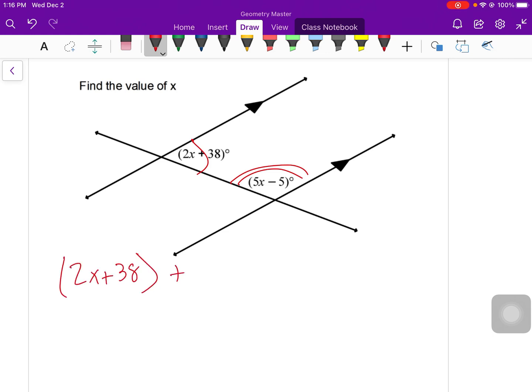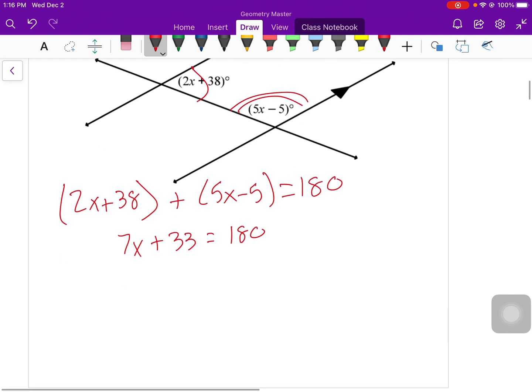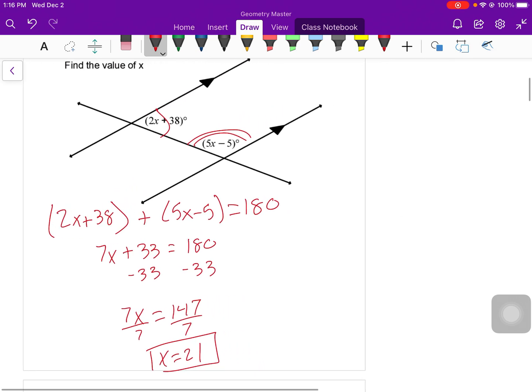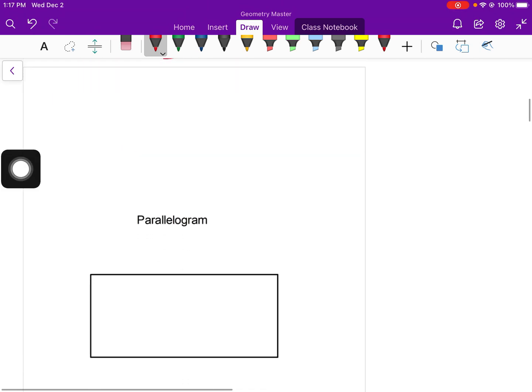So 2x plus 38 plus 5x minus 5 adds up to 180 degrees. So I have 7x plus 33 equals 180. Subtract 33 from both sides. Get 7x equals 147. So x equals 21. If I were to plug this back into both of these, 2 times 21 is 42, plus 38 is going to be 80. 5 times 21 is 105, minus 5 is 100. 180 together make 180.